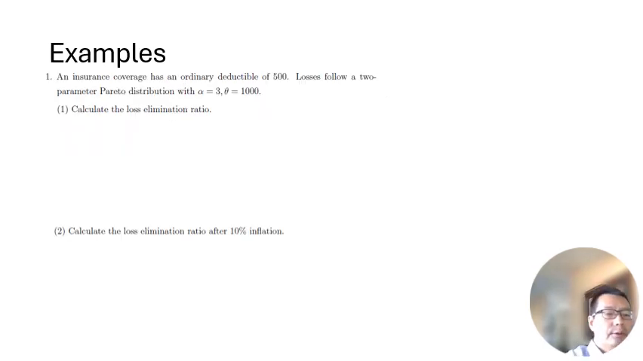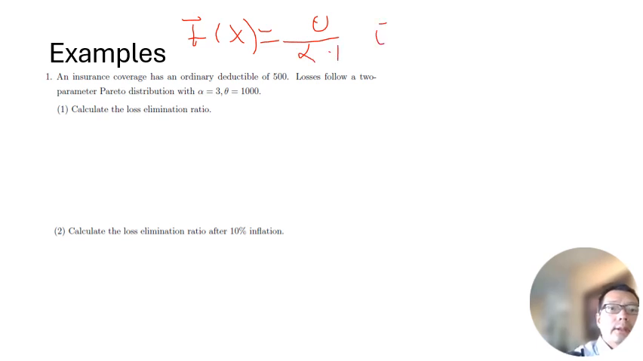Let's look at some examples. First example: an insurance coverage has an ordinary deductible of 500. Losses follow a two-parameter Pareto distribution with alpha equals 3 and theta equals 1000. Calculate the loss elimination ratio. Based on this given information, first we know the expected value for this Pareto distribution is E[X], and E[X ∧ d] is given in a formula sheet.